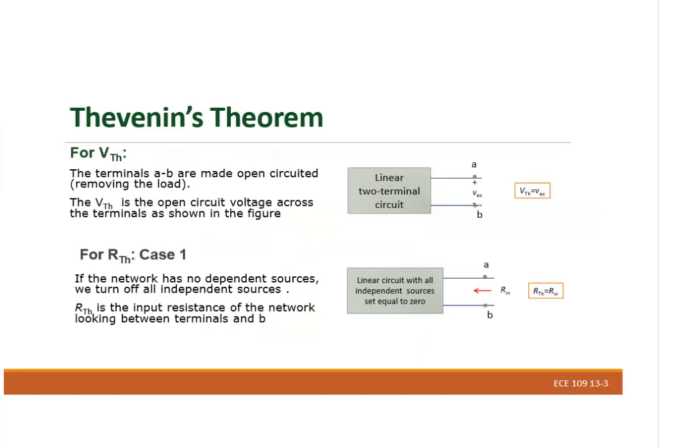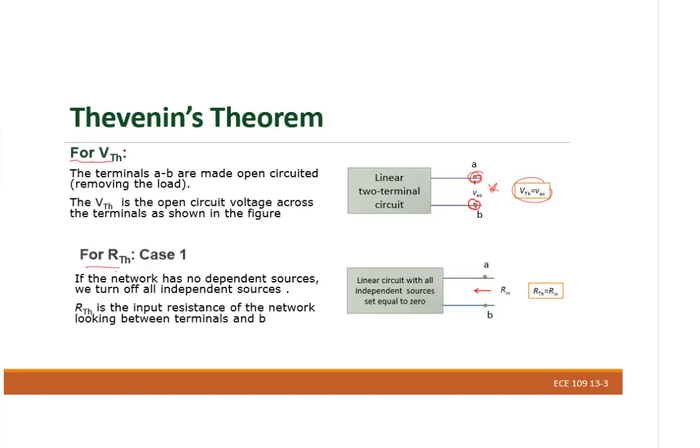How are we gonna find VTH and RTH? To find VTH, we're gonna take the load elements out from between A and B. There is nothing there anymore. We're gonna take open circuit, so VTH will be the open circuit voltage. We're gonna find the voltage at this point, and that will be our VTH. One more time: take out the load elements, find the voltage between A and B, and that will be our VTH.